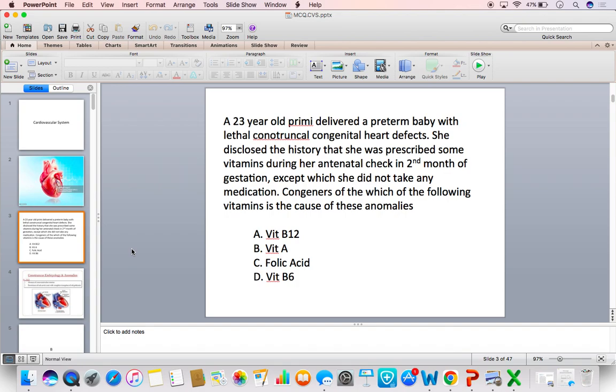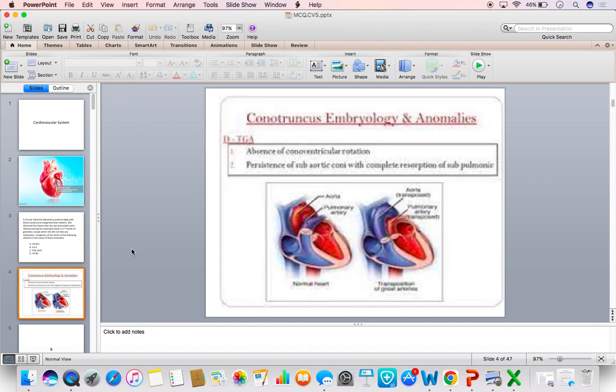Conotruncal congenital heart defects. What do you mean by that? It is the great vessels that develop from the conotruncus. If they fail to rotate, if there is failure of the development of the spiral septum, it results in transposition of the great vessels. That is the most common anomaly associated with conotruncal developmental defects. Let us see this picture.